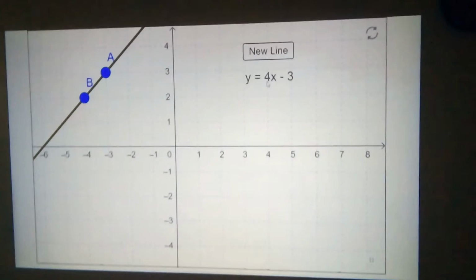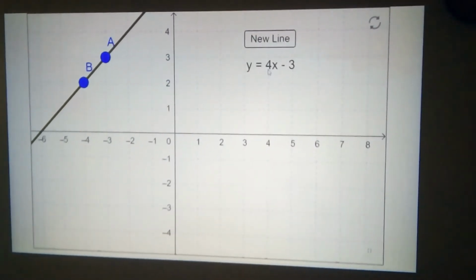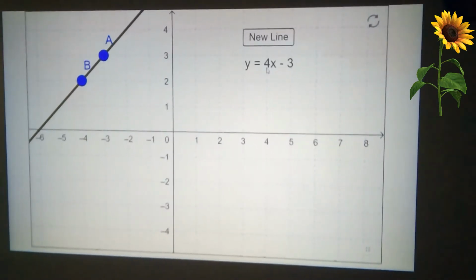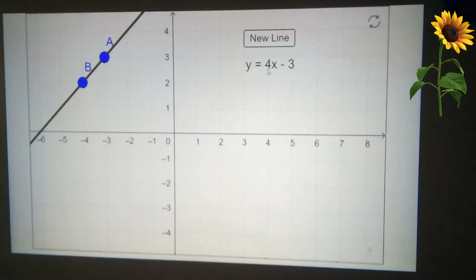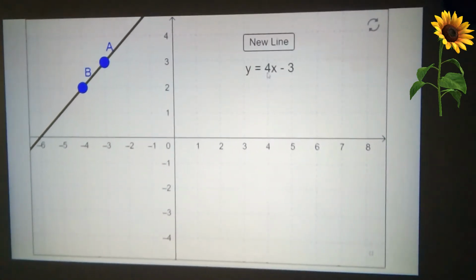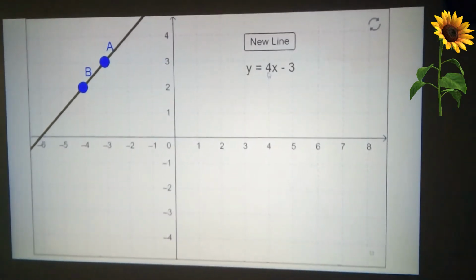In this video, we are going to look at graphing a straight line. Now, you will have known that the general form for a straight line is y equal mx plus c, where m is the gradient of the line and c is the y-intercept value.